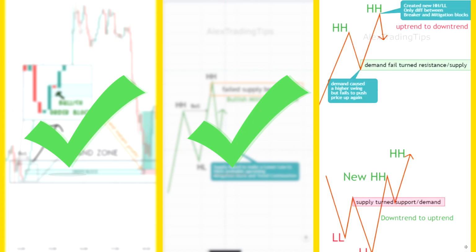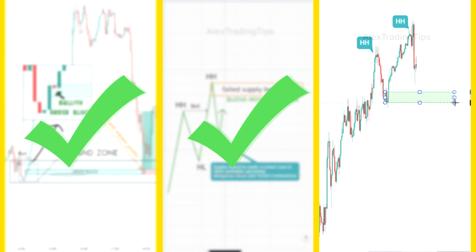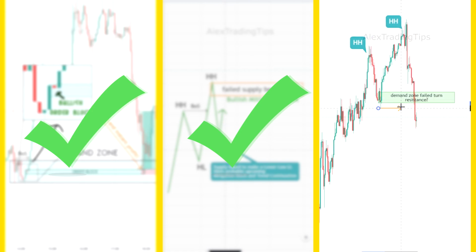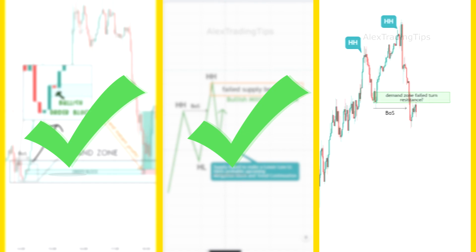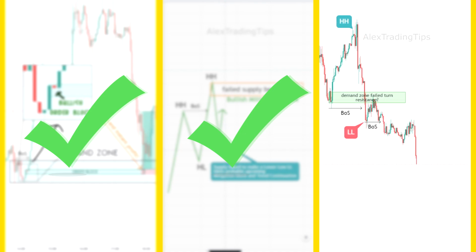What are breaker blocks? When an area of supply or demand is ignored by the price, that area becomes a breaker block, which signals a possible trend reversal. Price has to ignore the demand zone, breaking structure to the downside, creating a lower low, flipping demand to resistance or supply, which may push the price lower.